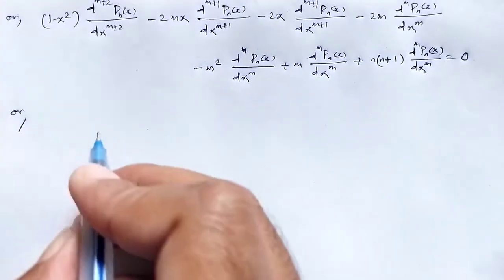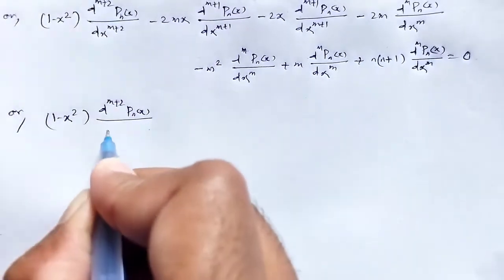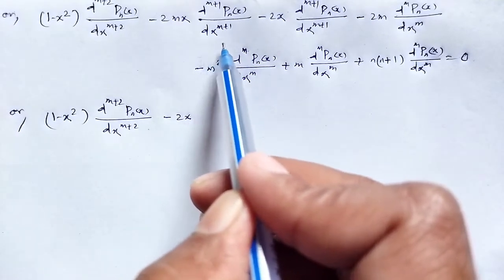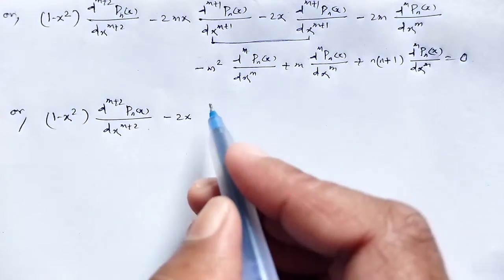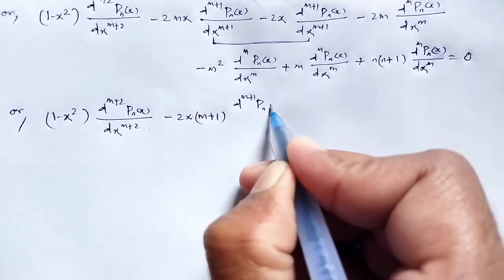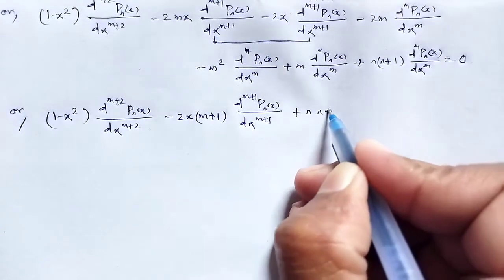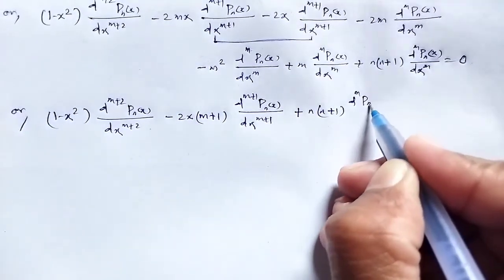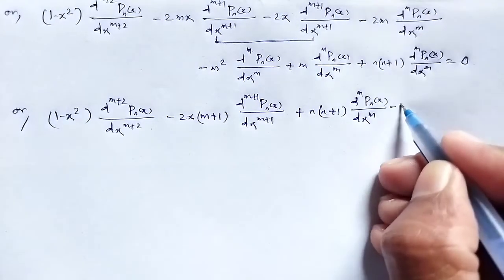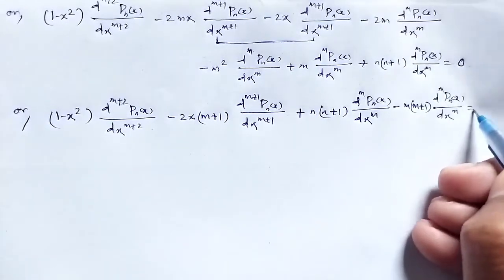Or (1 − x²) d^(m+2) Pn(x)/dx^(m+2) − 2x. Here from these two terms we take common as (m + 1): d^(m+1) Pn(x)/dx^(m+1) + n(n + 1) d^m Pn(x)/dx^m − m(m + 1) again, that is d^m Pn(x)/dx^m is equal to 0.